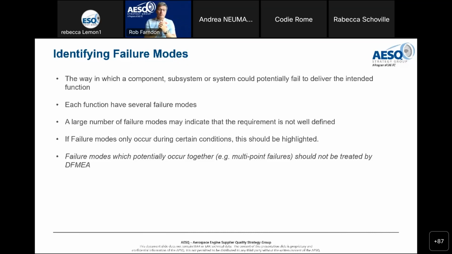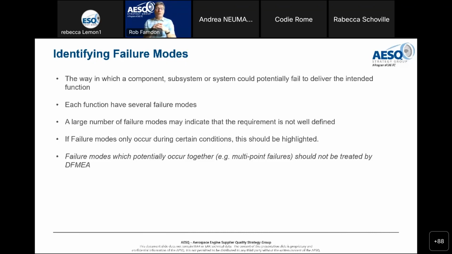But remember that failure modes can potentially occur together, but don't treat those really through DFMEAs. Your DFMEA shouldn't have conditional statements in it which say this failure mode occurs while that failure mode also occurs. Yeah. So, for example, can this load path be unsupported while another load path is unsupported?